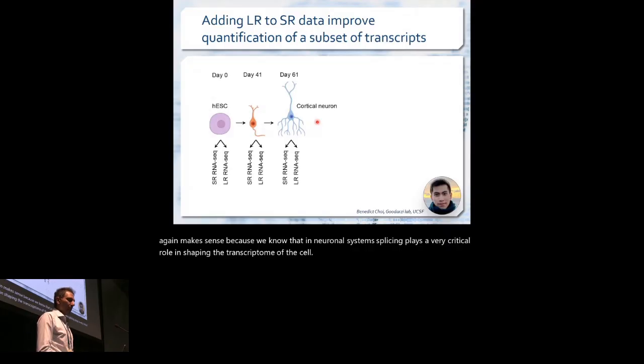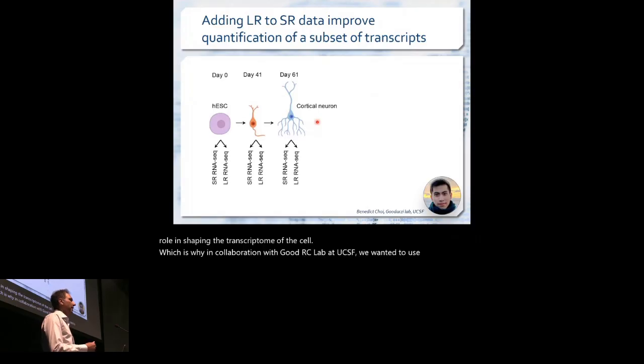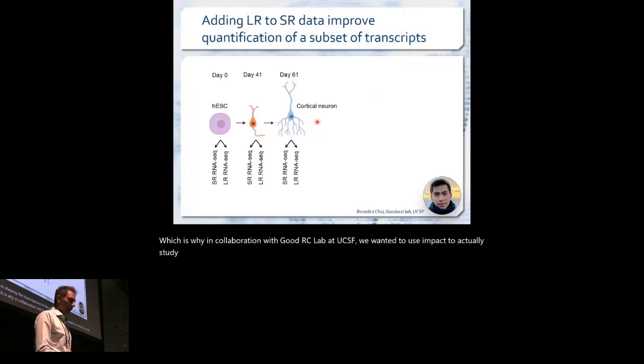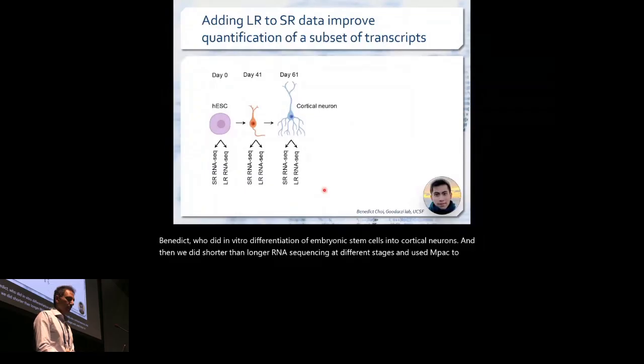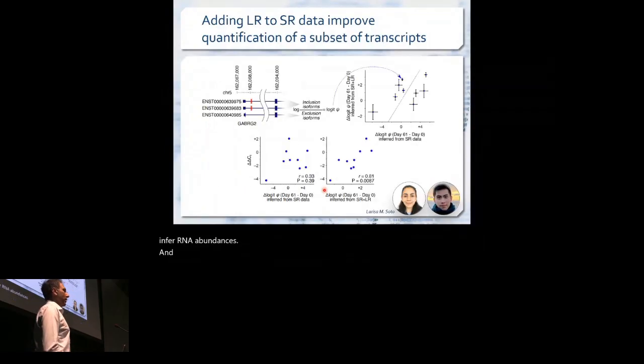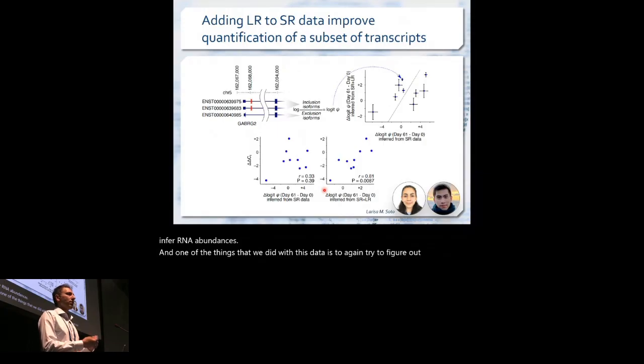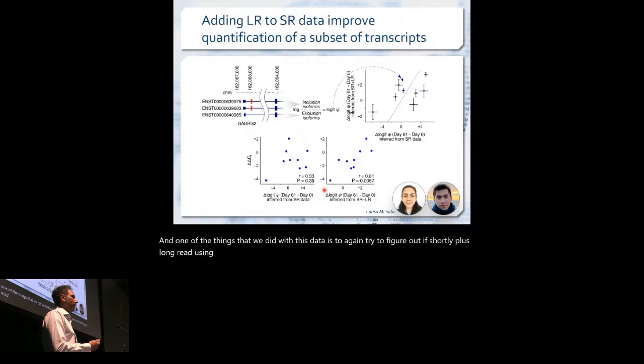Which is why, in collaboration with the Gudarzi lab at UCSF, we wanted to use IMPACT to actually study neurons and neuronal differentiation. This is the work of a postdoc in the Gudarzi lab, Benedict, who did in vitro differentiation of embryonic stem cells into cortical neurons. And then we did short read and long read RNA sequencing at different stages and used IMPACT to infer RNA abundances. And one of the things that we did with this data is to, again, try to figure out if short read plus long read using IMPACT works better than short read alone.